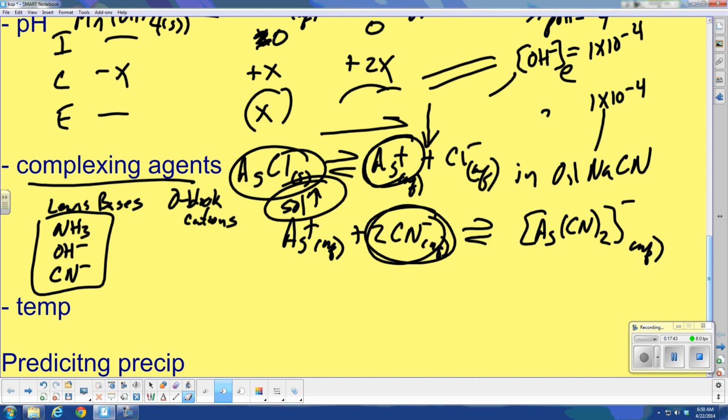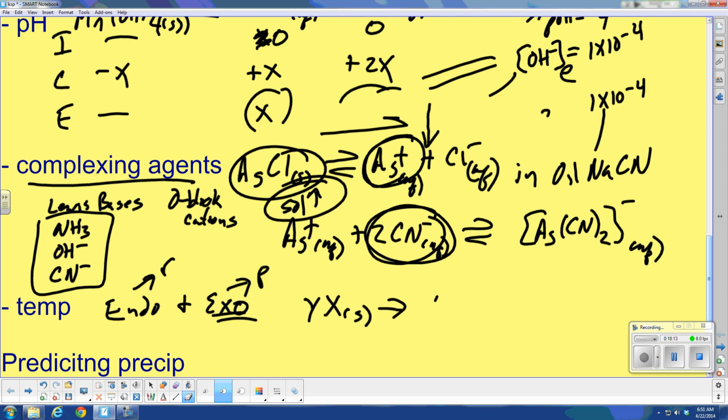Great. And then temp, just remember, we have to decide is it exothermic or endothermic, right? Depending on which that is, if I increase my temp, it's going to shift it one way or the other. We know that from our last discussion of equilibrium. And just remember, we can think of endo as heat being a reactant and exo as heat being a product. So if I have an exothermic reaction where XY goes to X plus and Y minus, and it's exothermic, that means heat is over here.